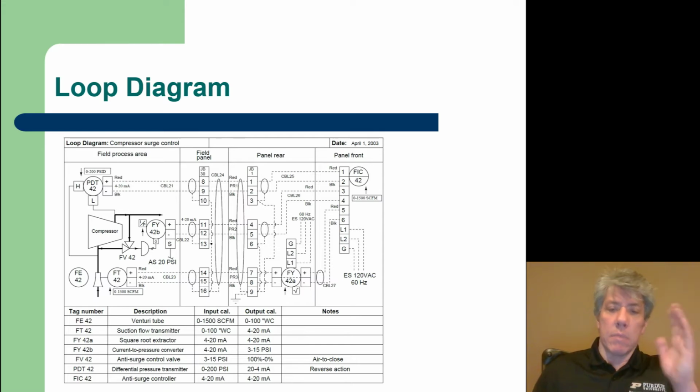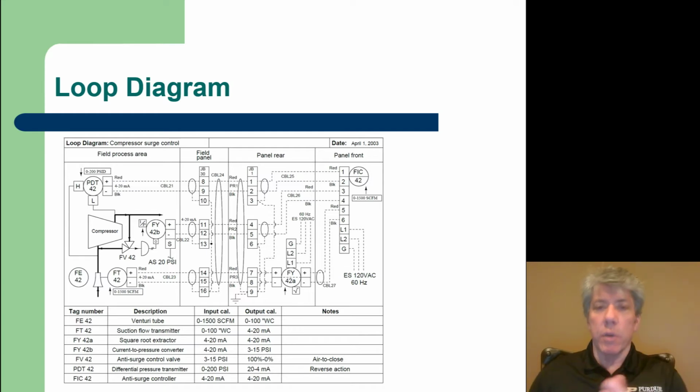So at 0 SCFM, we should get 0 inches of water column. This is referring to a manometer. And then at 1,500 standard cubic feet per minute, we should get 100 inches of water column out of this flow element number 42. Now, FT42 is a flow transmitter, and when it measures 0 inches of water column, it will output a 4 milliamp current signal back to the controller. And when it measures 100 inches of water column, then it's at the high end of the range, 20 milliamps.